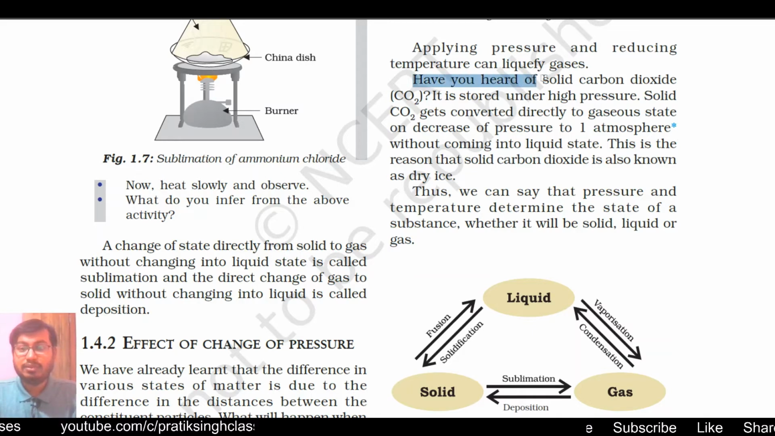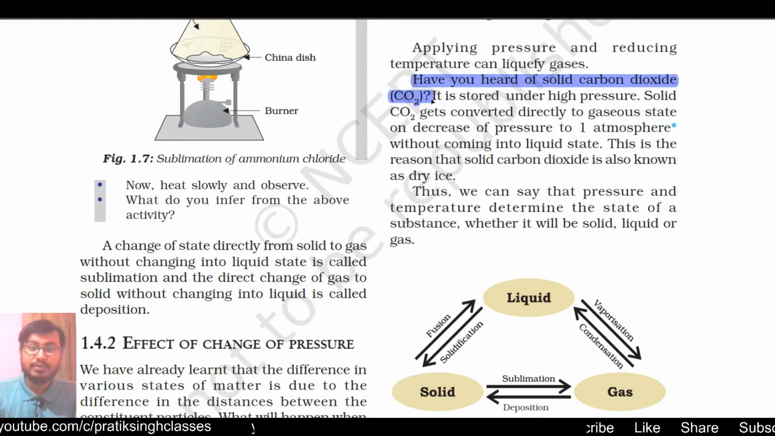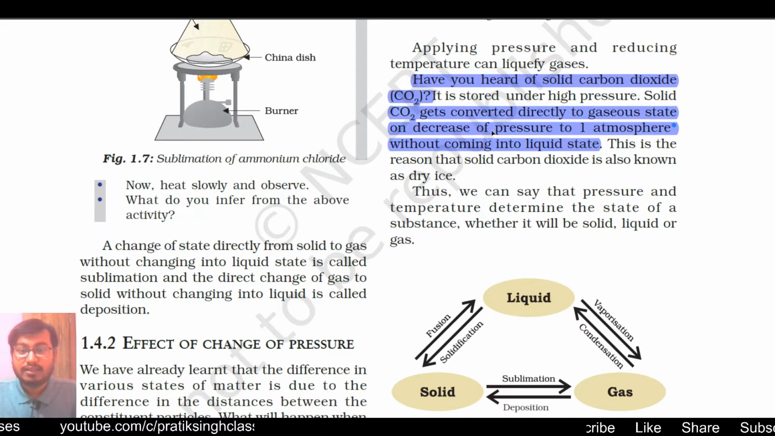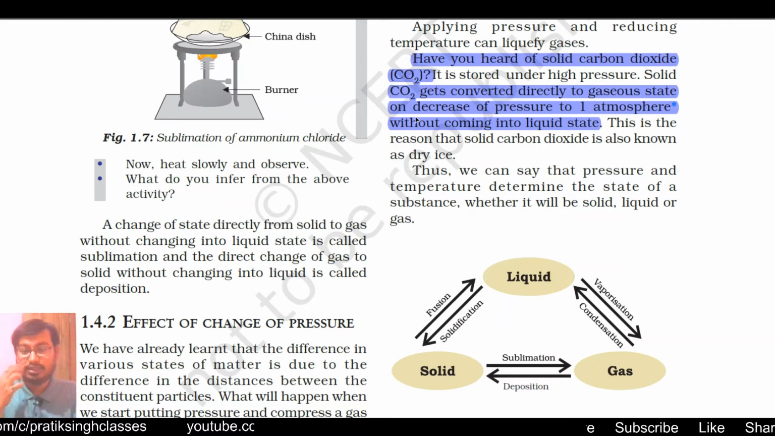Have you heard of solid carbon dioxide, CO2? This is also called dry ice. It is stored under high pressure. Solid carbon dioxide gets converted directly to the gaseous state on decrease of pressure to 1 atmosphere without coming to the liquid state. Because solid carbon dioxide converts directly into gas, it is also called dry ice. It doesn't give any kind of liquid. This is the reason that solid carbon dioxide is also known as dry ice.